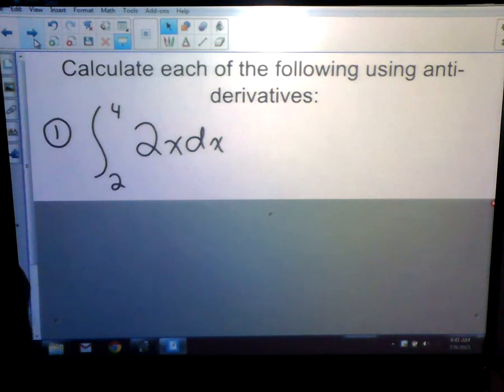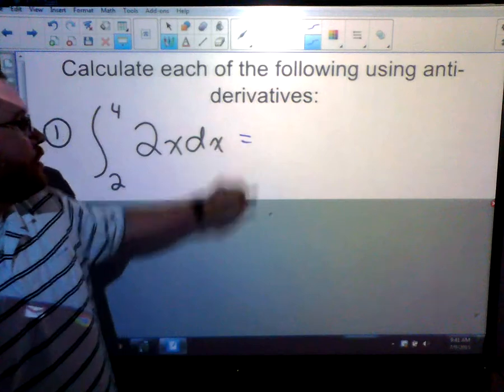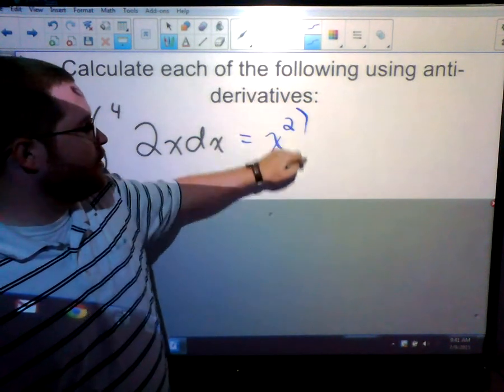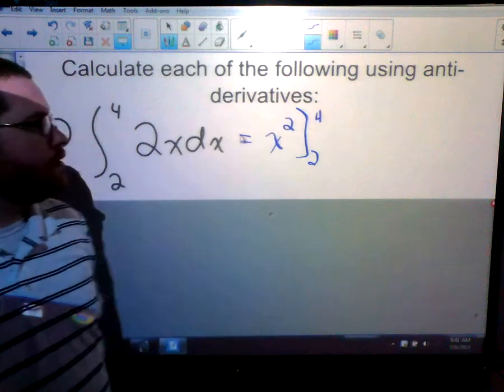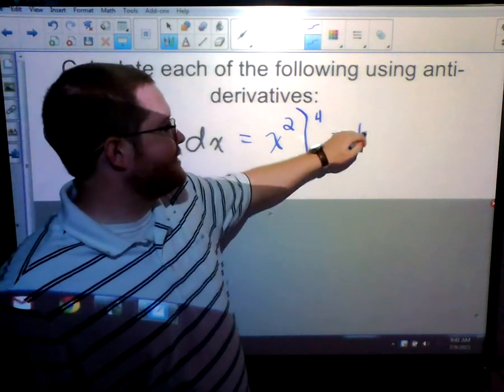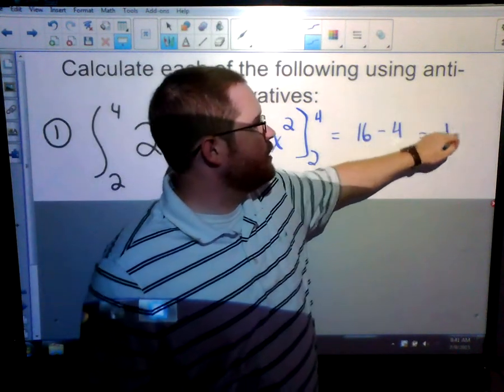Really quick, as a review of last section, let's do the antiderivative of these integrals. Well, what's the integral of 2x? It's an easy one. It's x squared evaluated from 2 to 4. This means plug in the top one. 4 squared is 16, minus 2 squared is 4. 16 minus 4 is 12.